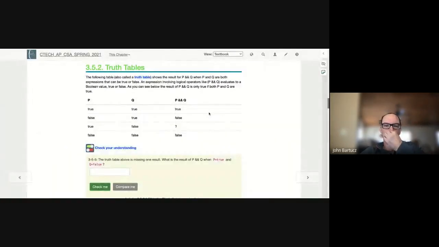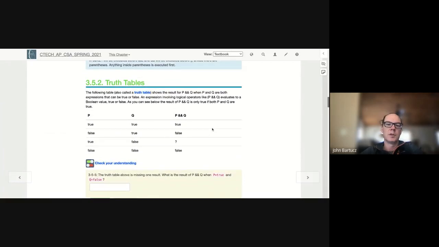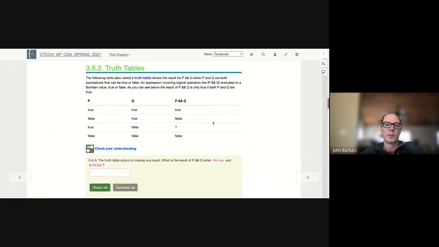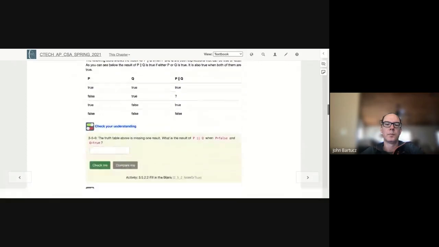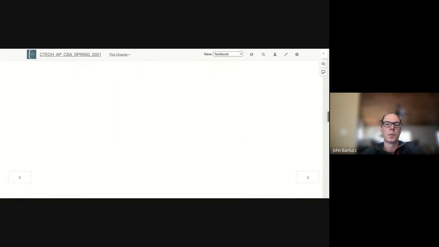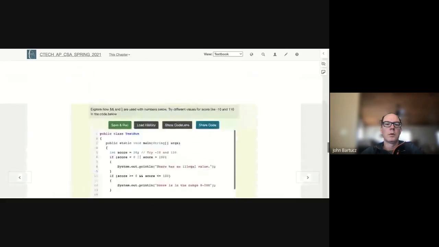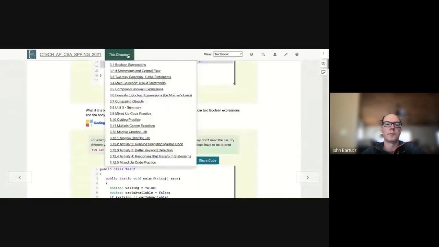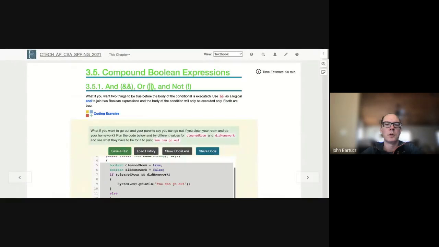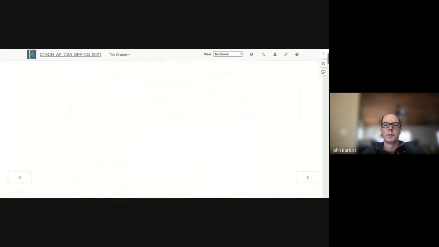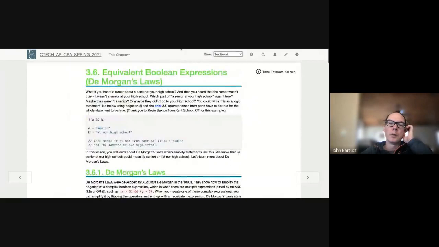So this is another example of truth tables in here. All right, let's give me another plus minus squiggly for truth tables. Feel pretty good about those.